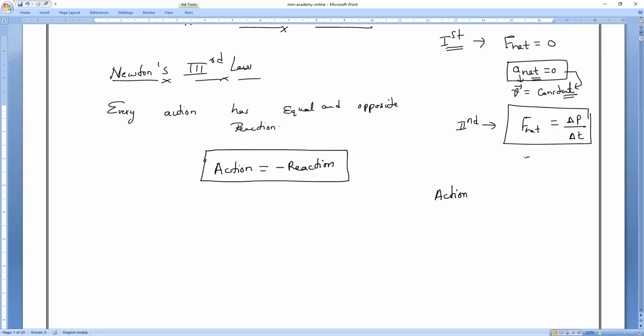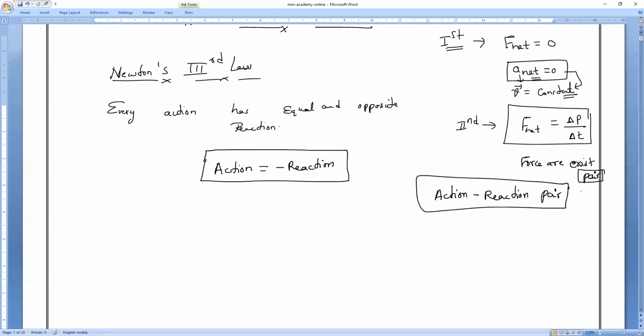We all know that forces always exist as a pair. So what does Newton's third law mean? Action and reaction pair. That is only called Newton's third law. So we can say the action and reaction pair is called Newton's third law.